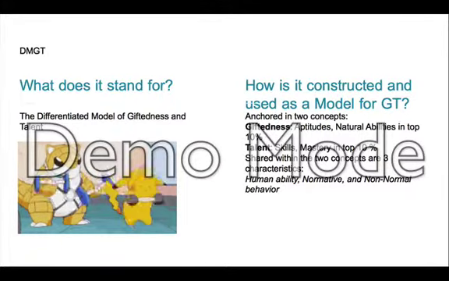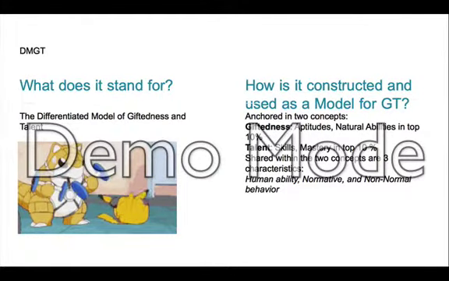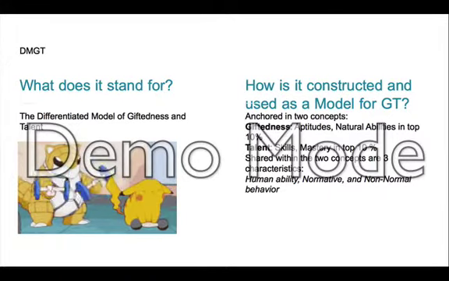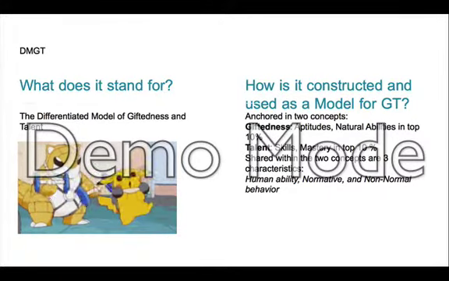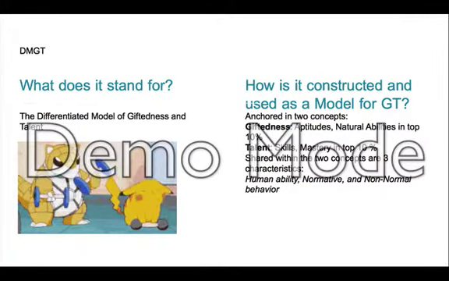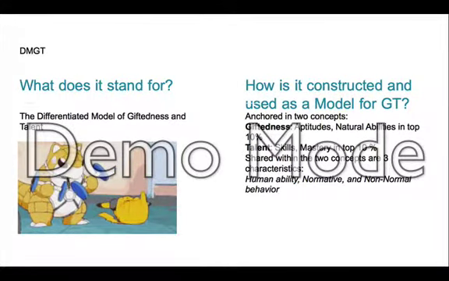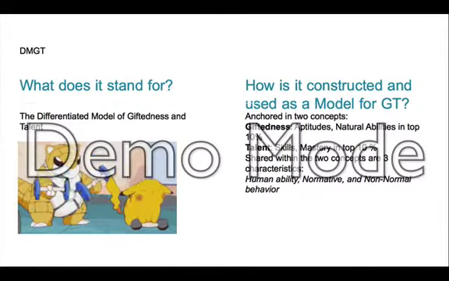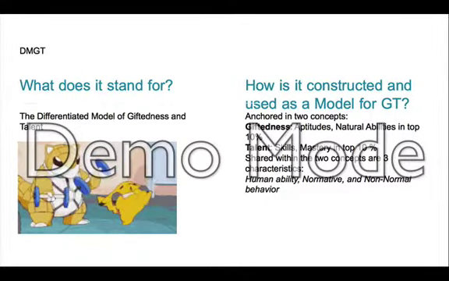DMGT stands for Differentiated Model of Giftedness and Talent. Gagne's initial idea is that in order for gifted students or adults to reach their full potential, they need to have several different aspects considered and differentiated.